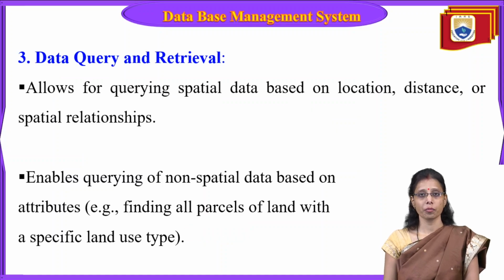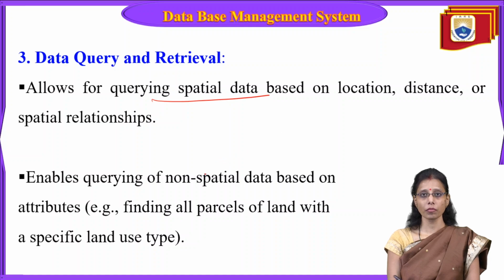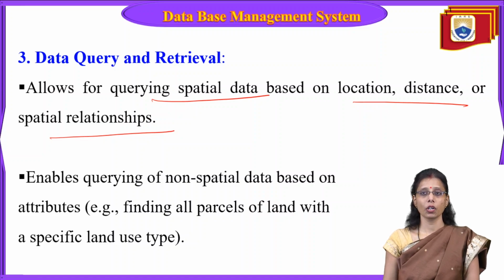Now, data query and retrieval. So what do we call data query and retrieval? It allows us to query the spatial data. Every time, we are talking about spatial data and non-spatial or attribute data. It allows us to query the spatial data based on location, distance, or spatial relationships. It will tell us about the locations, the distance, and the spatial relations.